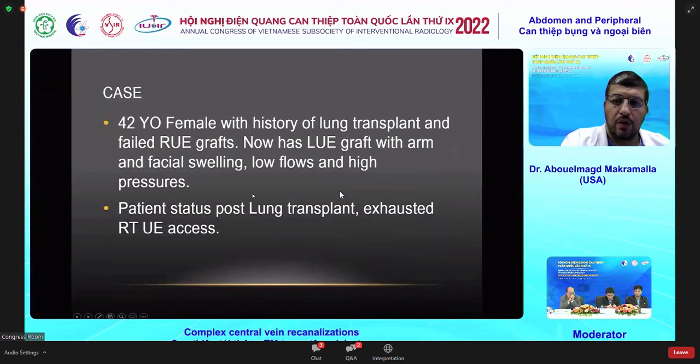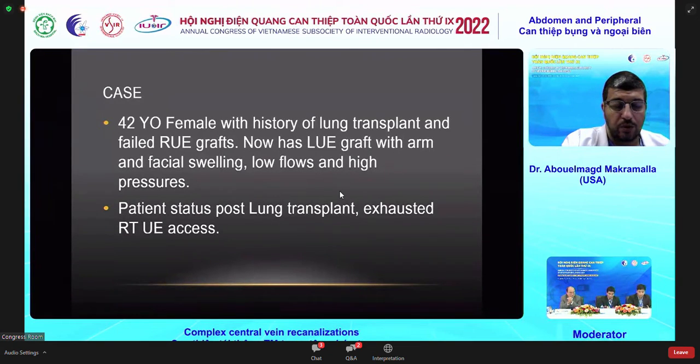42-year-old female, history of lung transplant, and she was very complicated because she has exhausted all the right upper extremity access options and grafts, and she had a last resort left upper extremity arm graft. Unfortunately, that graft was failing due to arm swelling and pain and high pressures. So they were thinking the last resort was to go to a HeRO graft or groin access.